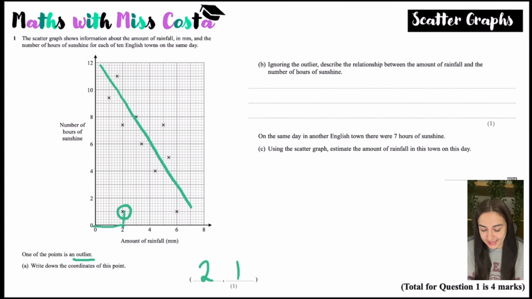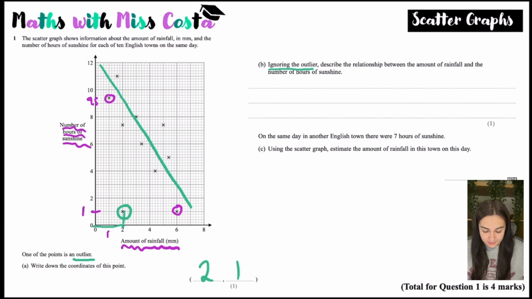Now the next question says, ignoring the outlier, describe the relationship between the amount of rainfall and the number of hours of sunshine. The amount of rainfall is the x-axis and the number of hours of sunshine is my y-axis. Let's look at an example. When there are 6 millimeters of rainfall, there's only 1 hour of sunshine. And similarly, when there is 1 millimeter of rainfall, there's about 9.5 hours of sunshine.